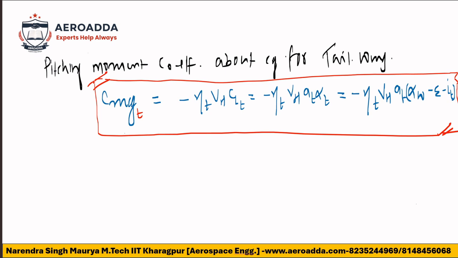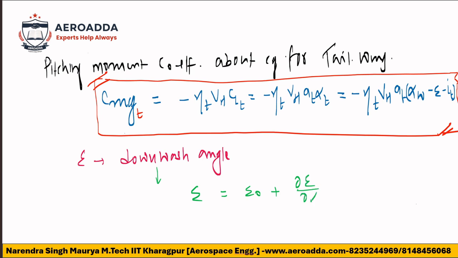Now, one more parameter I just want to tell you, this epsilon, whatever epsilon you have, epsilon is nothing but the downwash angle. Okay, what is epsilon? It's nothing but the downwash angle. Mathematically, it is an empirical formula. Also, you can say this epsilon is epsilon naught plus dou epsilon by dou alpha, in terms of alpha W. So the downwash angle is when the wing body is combined.